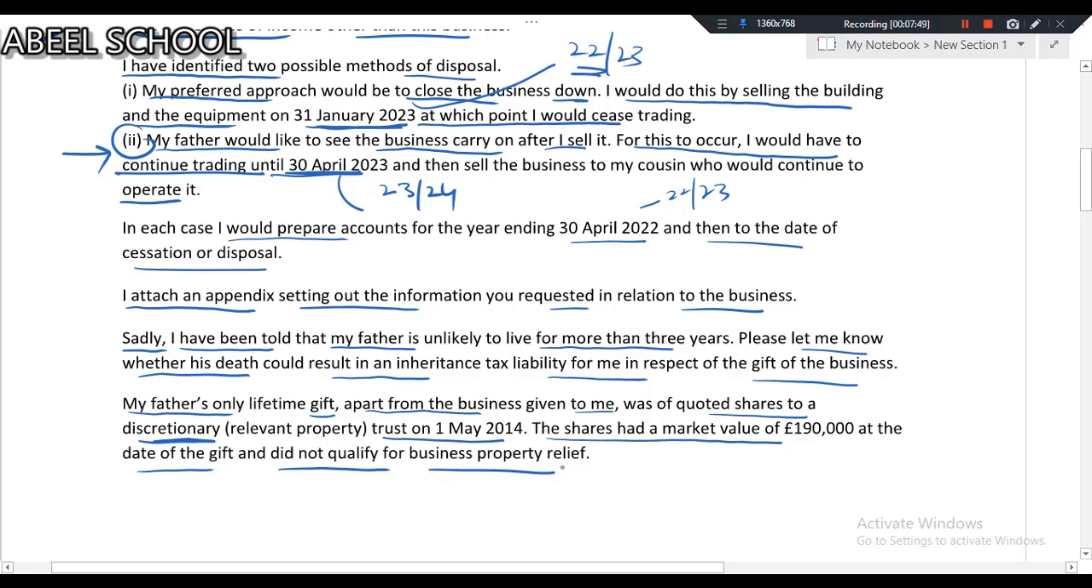Okay. But dear student, there's no need to be put off when I'm discussing inheritance tax, because you have not studied inheritance tax till here. But very soon, inshallah, we will study inheritance tax. Since I want to discuss the entire question, that is why I'm discussing the inheritance part as well.